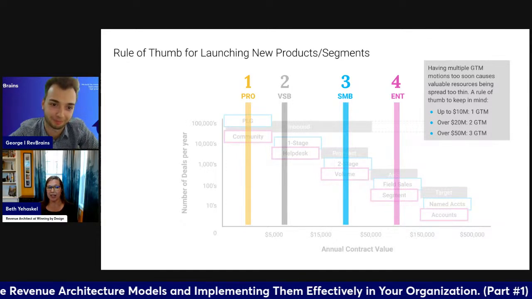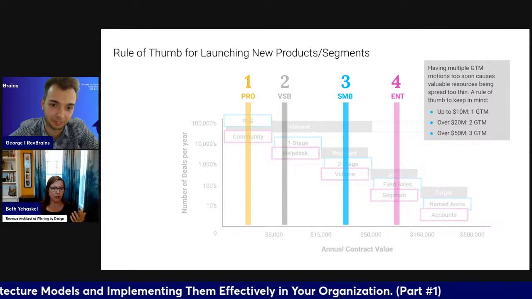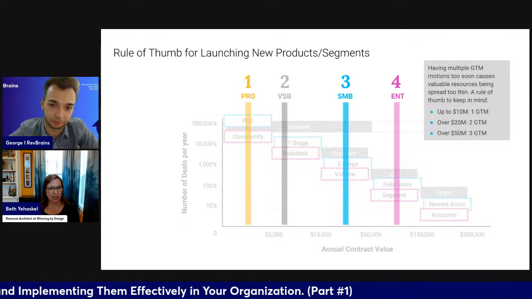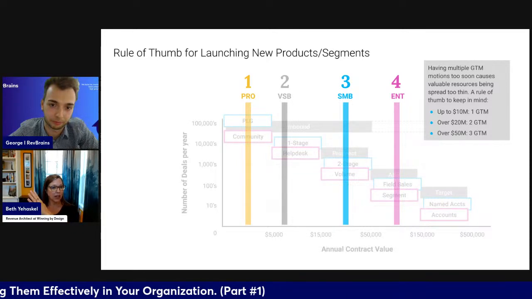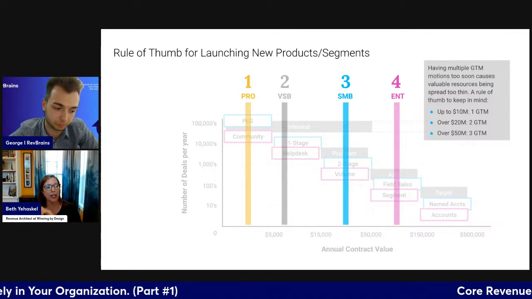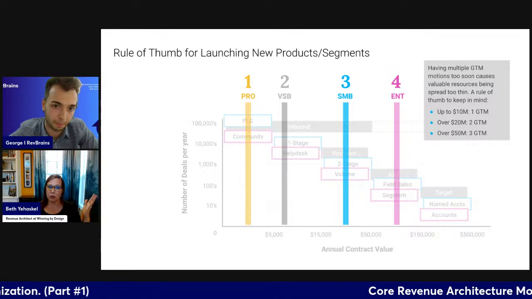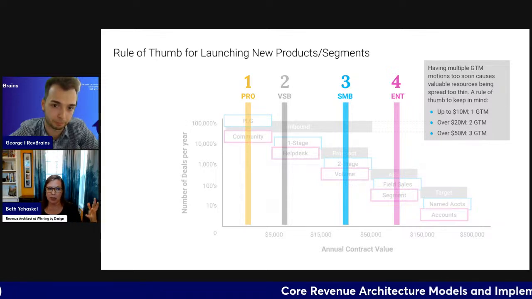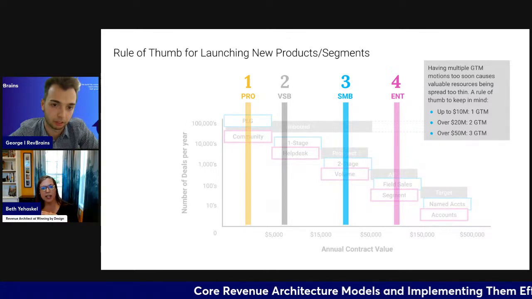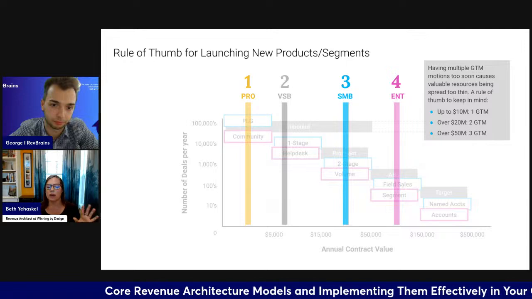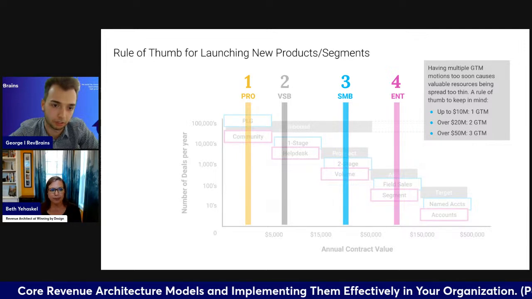You just can't. And so the data shows that by focusing on one of these at a time and following it along that curve, and then when you're ready, launching a second segment, product, whatever it might be, you'll actually move far faster doing it that way.